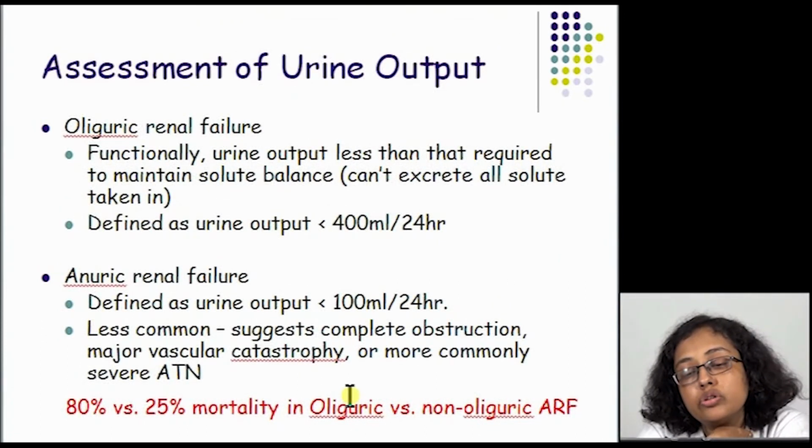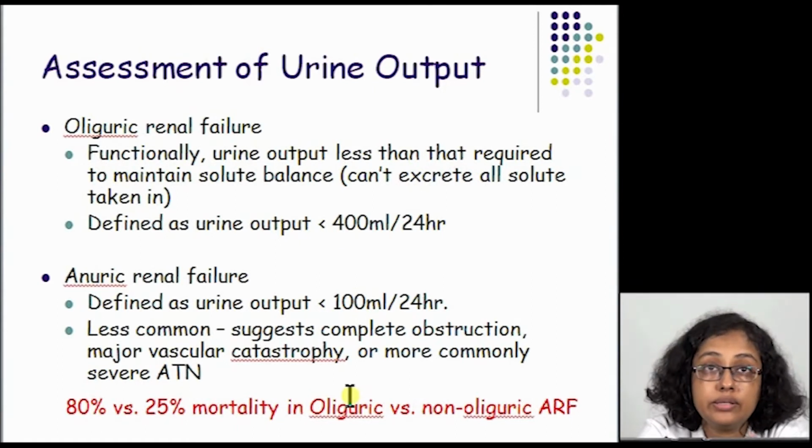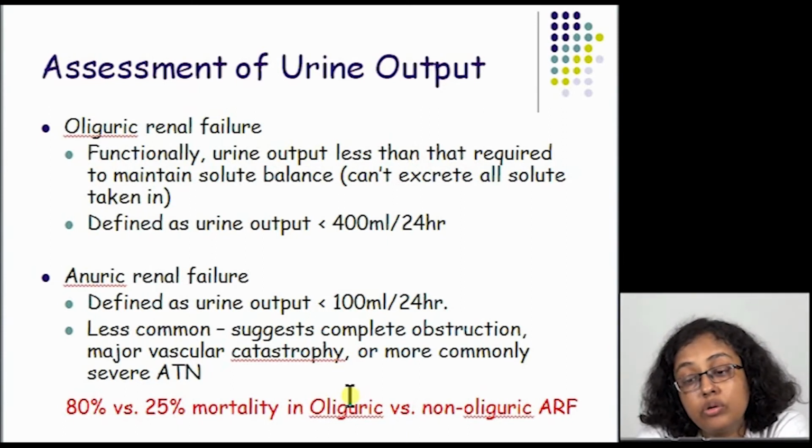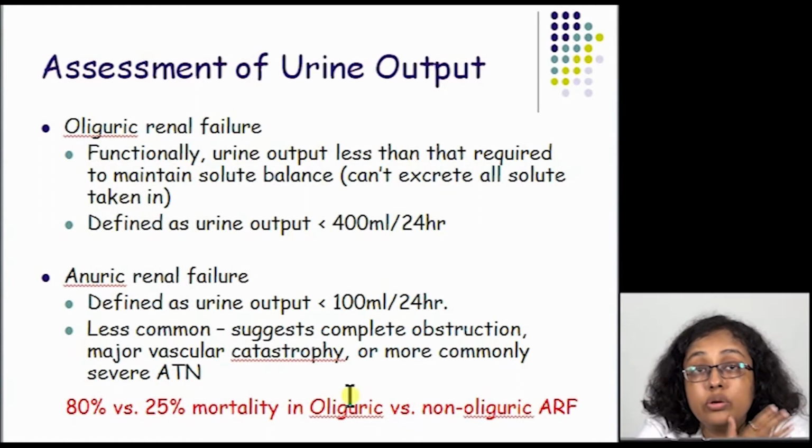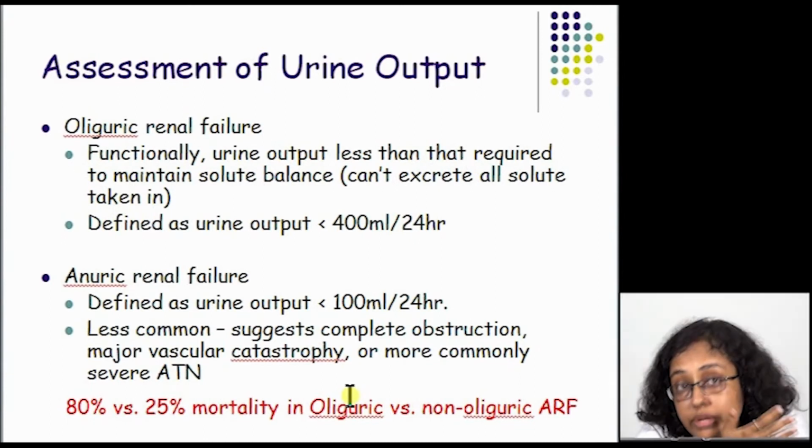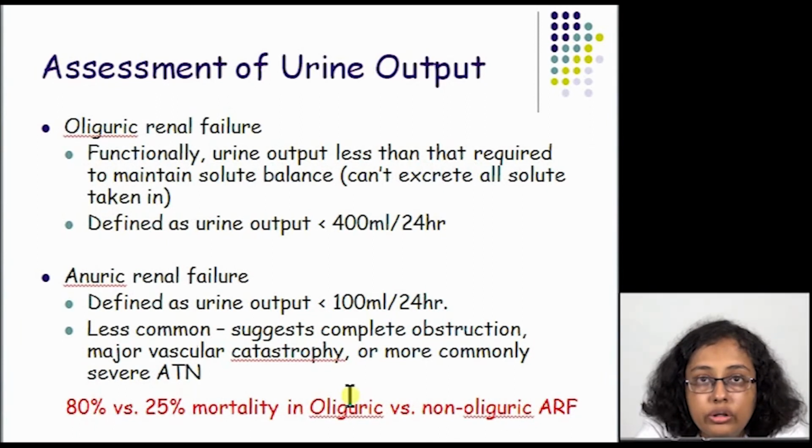Now, when we are talking assessment of urine output, based on it, renal failure is defined as either oliguric, non-oliguric, or anuric. Oliguric renal failure is a functionally urine output which is less than that which is required to clear all the solutes that need to be excreted. So, urine output less than 400 ml per day in adults is oliguric ARF, while urine output less than 100 ml per day is anuric ARF, and as I said earlier, anuric ARF is less common.